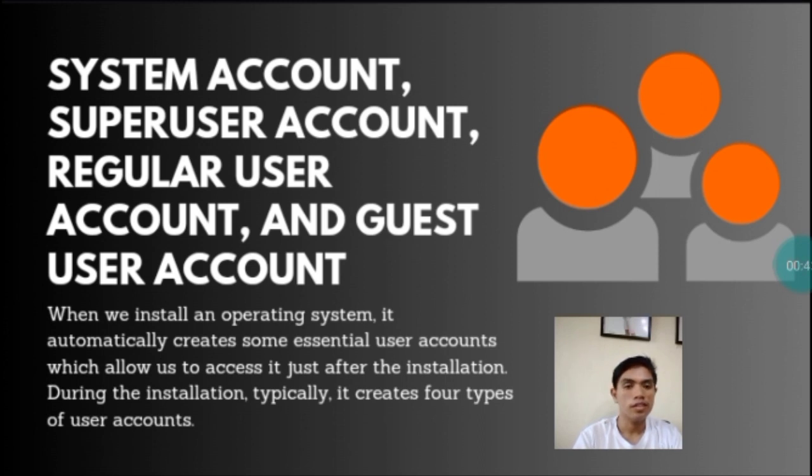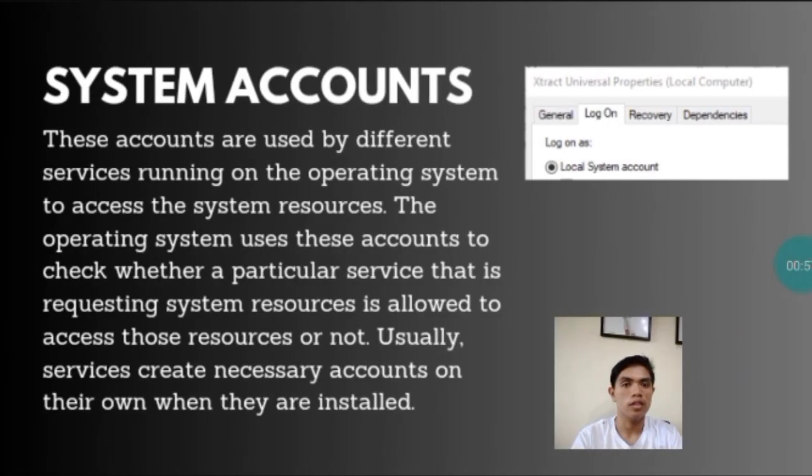When we install an operating system, it automatically creates some essential user accounts which allow us to access it just after the installation. During the installation, typically it creates four types of user accounts. System accounts. These accounts are used by different services running on the operating system to access the system resources. The operating system uses these accounts to check whether a particular service that is requesting system resources is allowed to access those resources or not. Usually, services create necessary accounts on their own when they are installed.